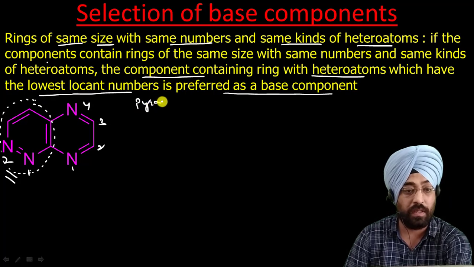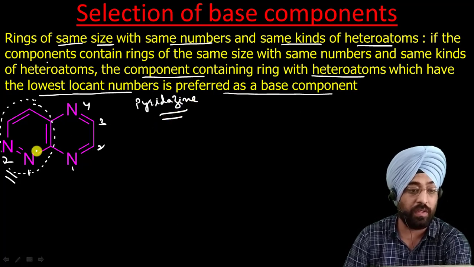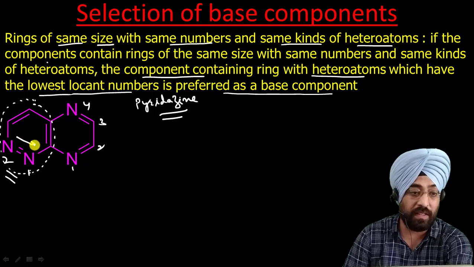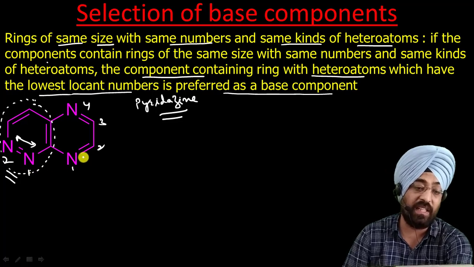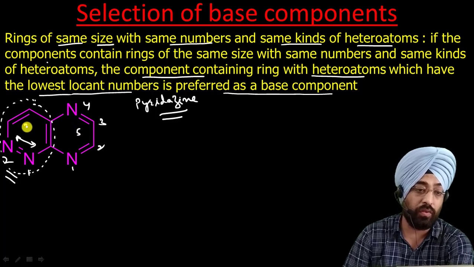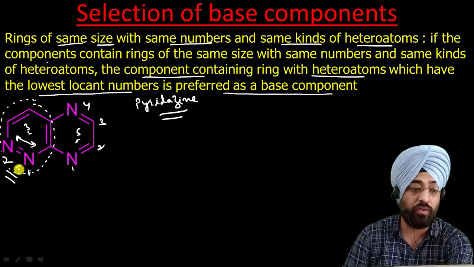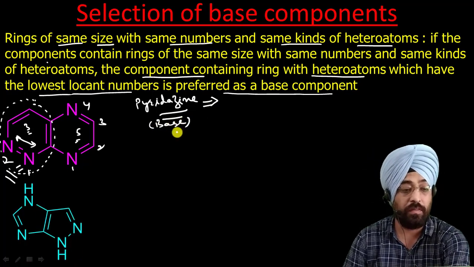So this compound is pyridazine. In this compound pyridazine is selected as the base component because these two heteroatoms are either closer to one another or the sum of their locants is less than in the other case, because there the two heteroatoms are far apart. If we do numbering like this, here the locant positions are 1 plus 4, which is 5, and here it is 1 plus 2, which is 3, so 3 is less than 5. So we have to choose this, and this compound pyridazine is the base component.